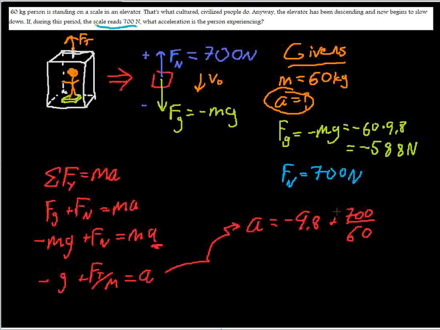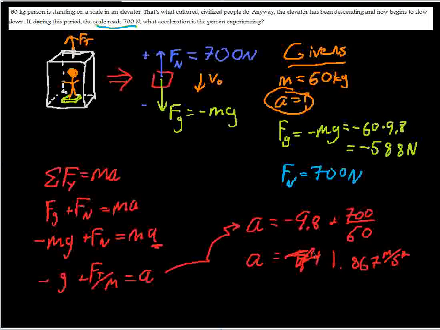So I have negative 9.8 minus 700 over 60, and I get negative 104. That doesn't make sense. I multiplied it. My apologies. So I have negative 9.8 plus 700 over 60, and I get 1.87. That makes a lot more sense than an acceleration in the hundreds. So I have 1.867 meters per second squared.